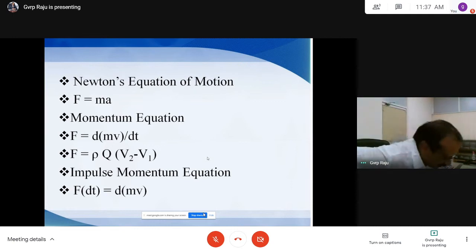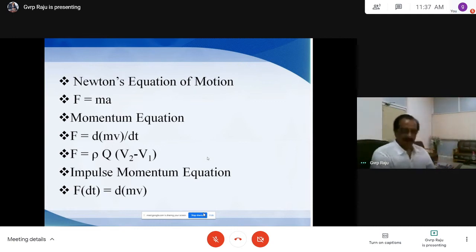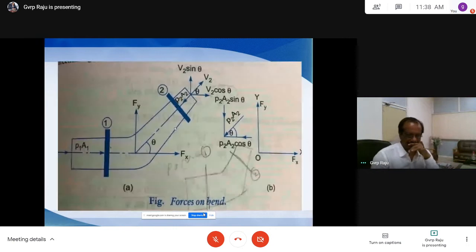Okay, student friends, we are discussing the impulse momentum equation. Gauss also gave the momentum equation. So the momentum equation says the rate of change of momentum is equal to the force acting on the mass of the fluid m, in the same direction. So take one practical example, forces on the bend.